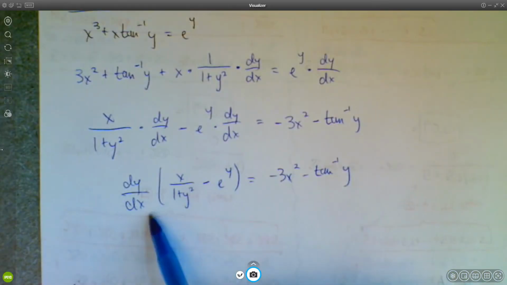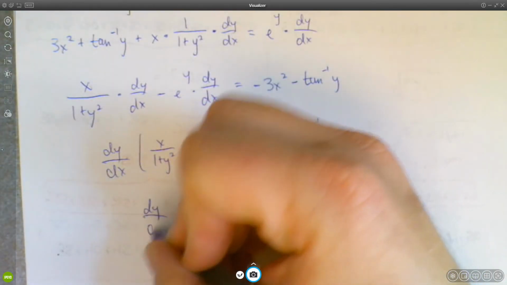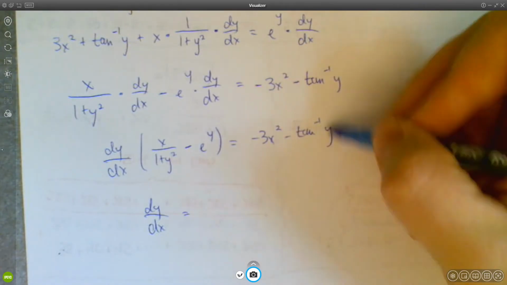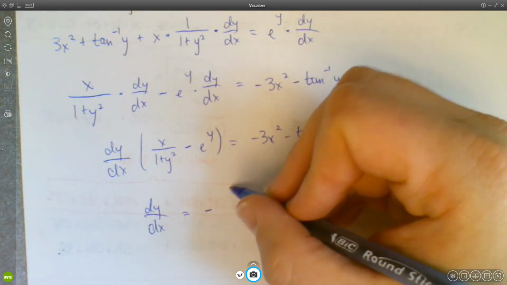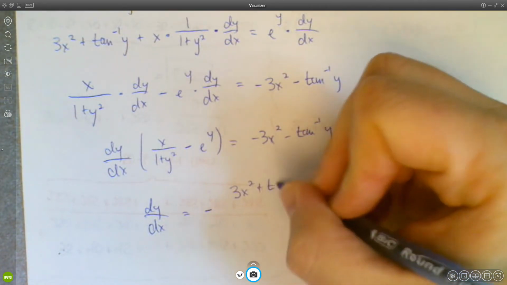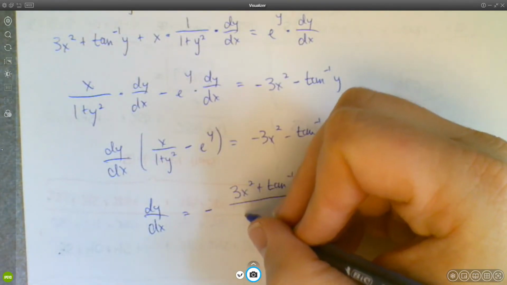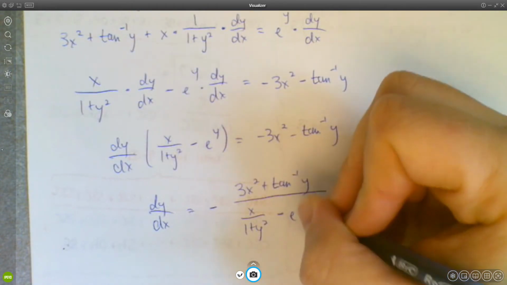And then divide by this stuff to solve for dy dx. I'm going to go ahead and take out a negative sign over here, so I'm going to call this negative 3x squared plus tangent inverse of y divided by x over 1 plus y squared minus e to the y.